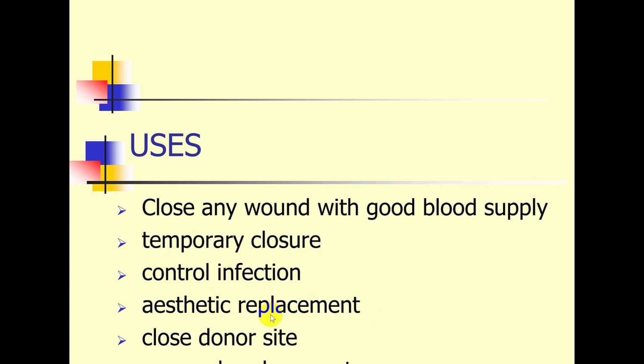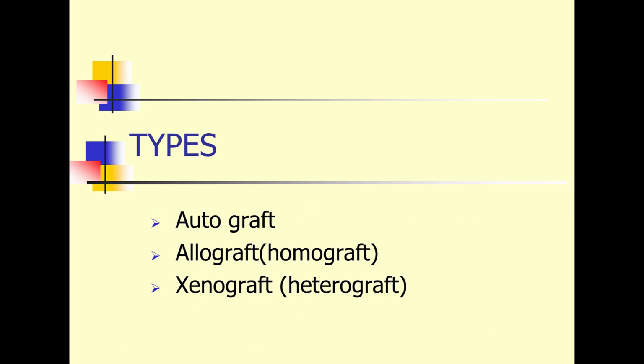Aesthetic replacement means there is an element of beauty, to avoid an ugly appearance of the area. Then closure of the donor site, like the donor site for a flap. The donor site for the flap can be closed with a graft, or sometimes for mucosal replacement, and it is also covered by grafting.